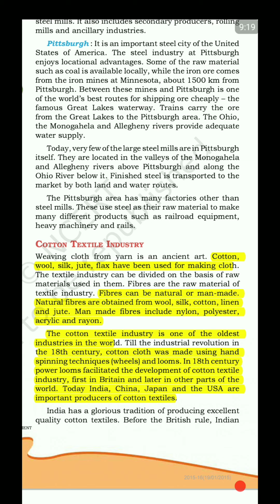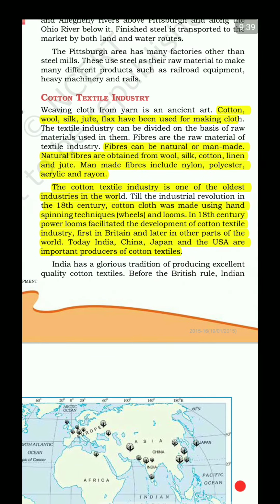Until the 18th century, cotton cloth was made using hand spinning techniques, wheels, and looms. In the 18th century, power looms facilitated the development of the cotton textile industries, first in Britain and later in other parts of the world. Today, India, China, Japan, and USA are the important producers of cotton textiles. India has a glorious tradition of producing excellent quality cotton textile, right?